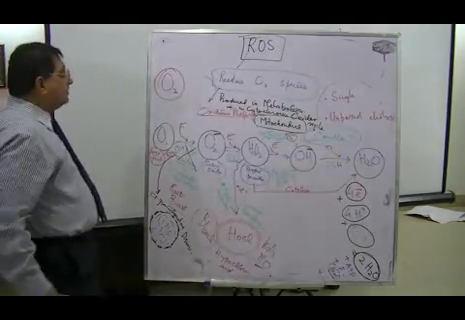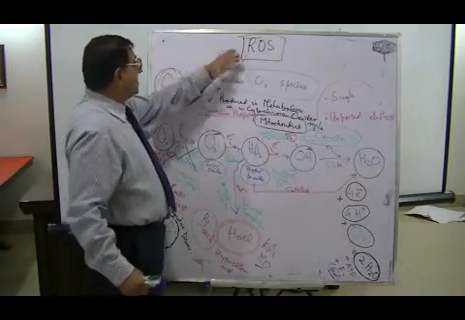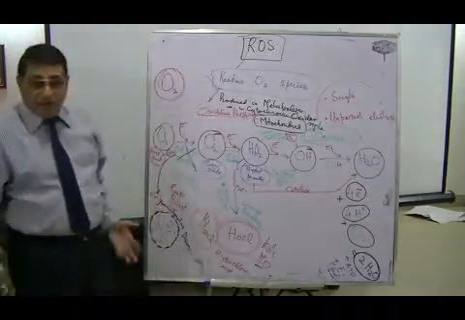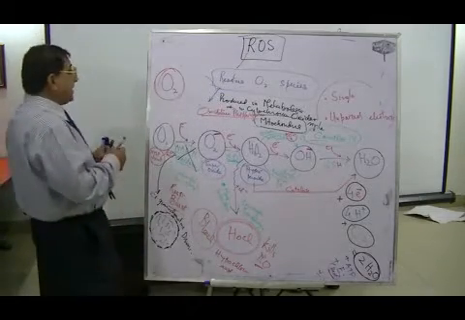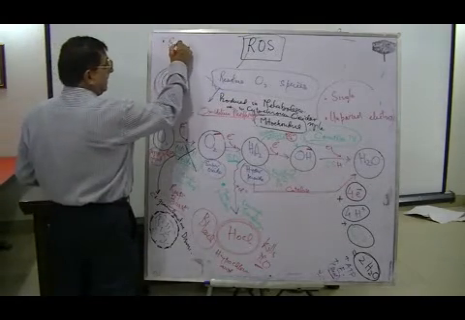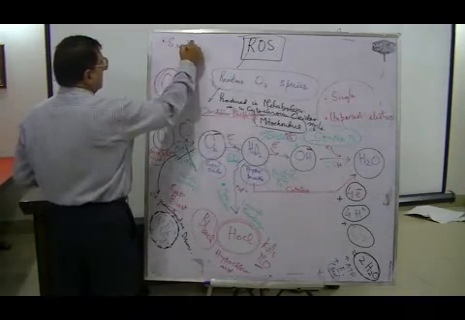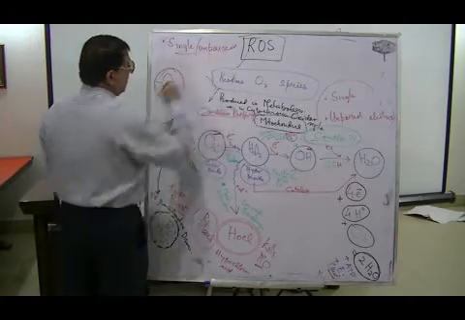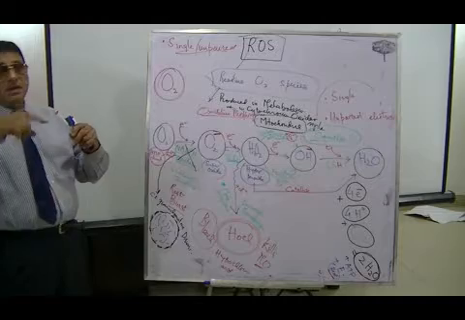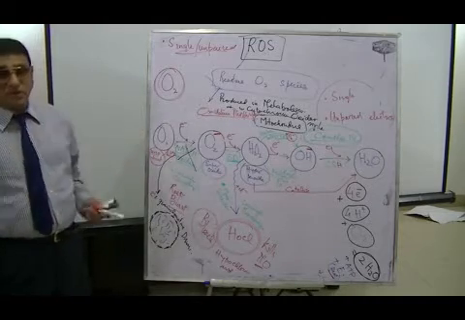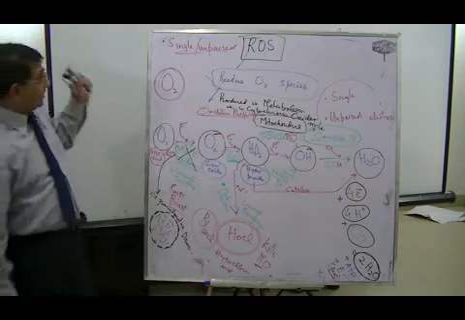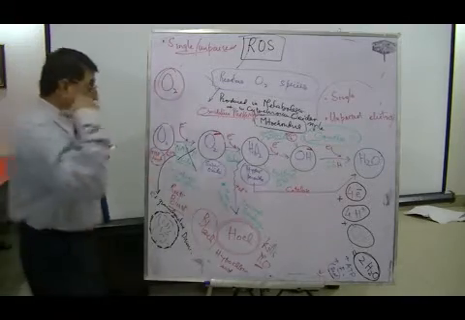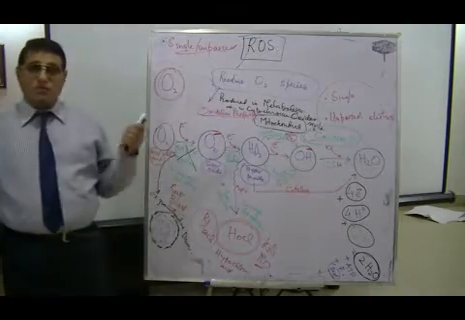So I told you the reactive oxygen species are related to oxygen, but they are reactive. Why are they reactive? Again, I have told you they are reactive because they have got a single unpaired electron. If there were 2 electrons in opposite spin, it would have been non-reactive, but when there is only 1, it would try to complete the other one, so it would attack the most vulnerable things.